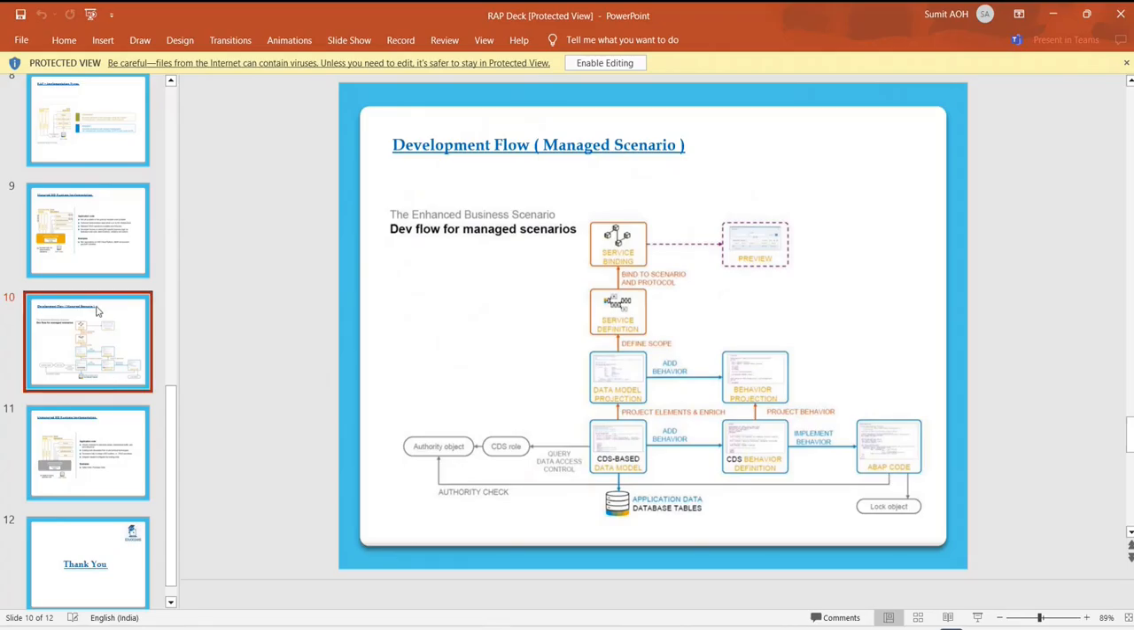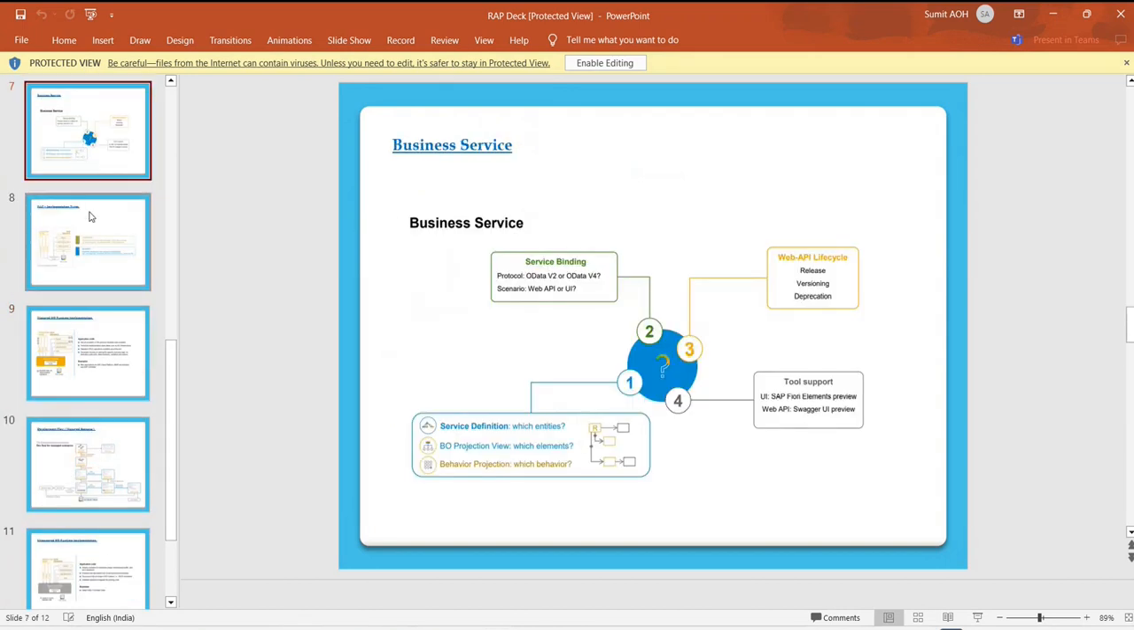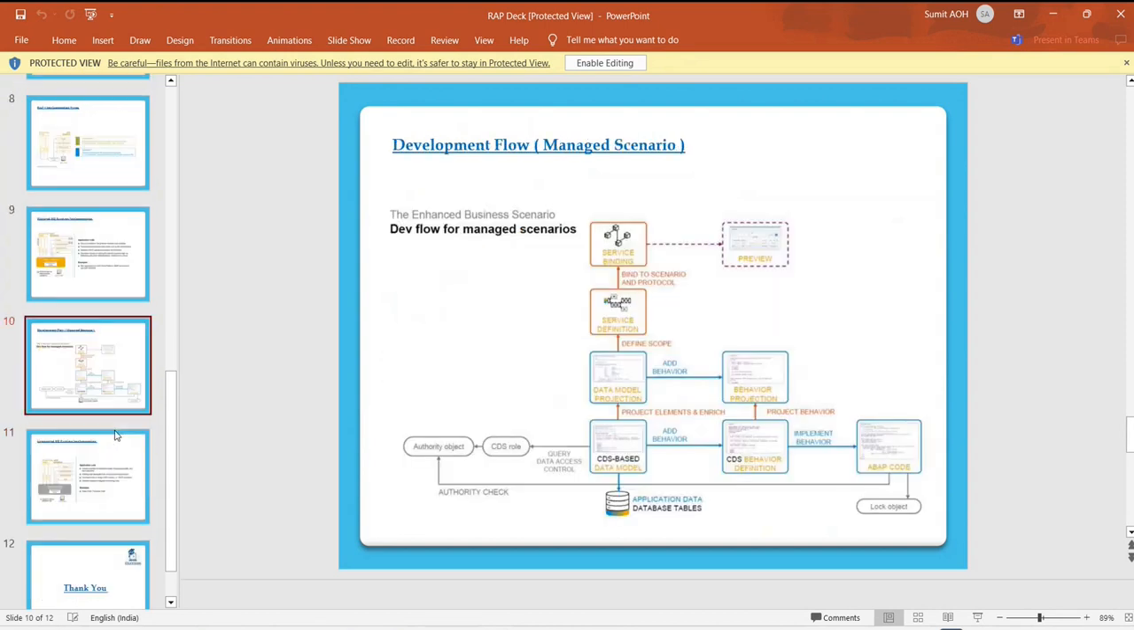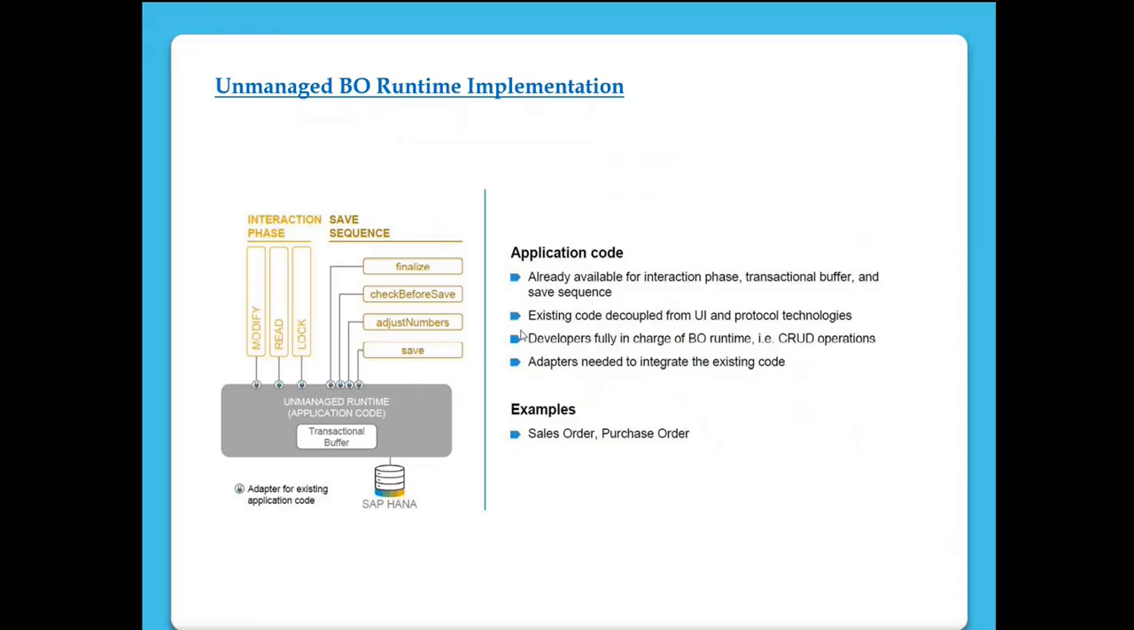Maybe I can give you a screenshot to give you a bit of an idea, be it managed or, let's say, if we have a screenshot for an unmanaged BO. Yeah, here it is. In the case of unmanaged as well, we'll have two kinds of things. A transactional buffer will continue to be there. In the interaction phase, we'll be modifying and changing all the data. There we'll be writing our own set of logic. In the saver class, we'll be finalizing, validating, generating the number, and then saving the information. This is what the save sequence means.